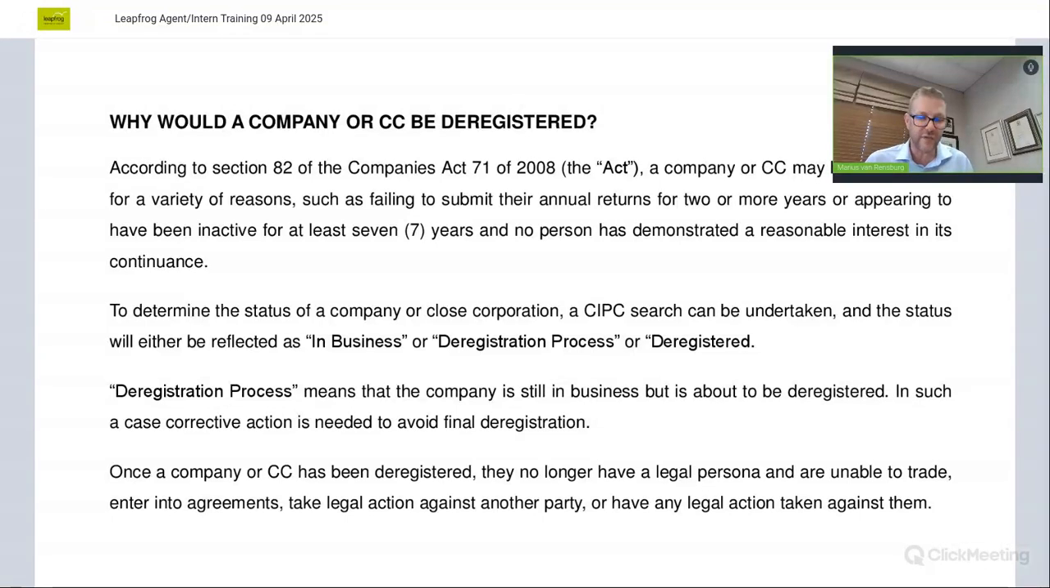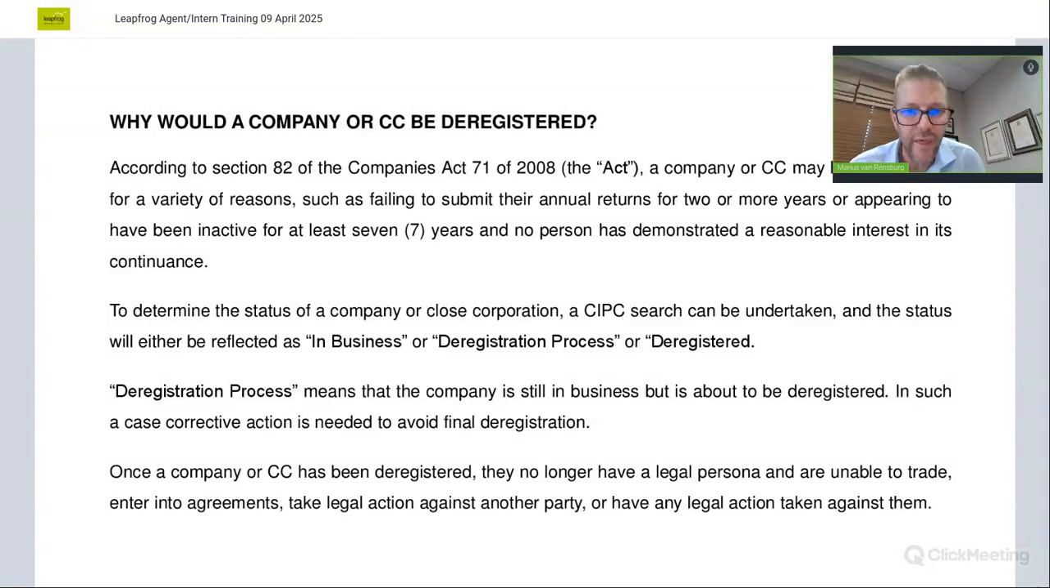If it's deregistration process, what it means is you haven't paid your annual subs, and CRPC is in the process of deregistering your company. So in other words, if you do the CRPC search and you see the deregistration process, you must immediately go to your seller or your purchaser and say, if you don't act now, you will be deregistered. Because the next step is, if you don't act, the company actually puts you into deregistration.